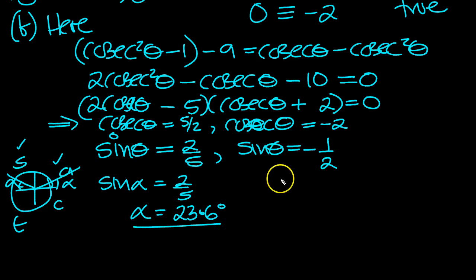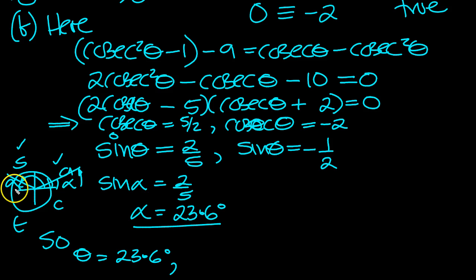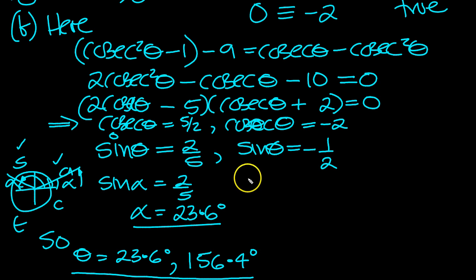There's alpha. And so we can read off the solutions. The first solution is round to here. Theta is equal to 23.6 degrees. And the other solution is right round to here, which is round 180 back 23.6 degrees, which is 156.4 degrees. So there's the two solutions from that one. Now let's turn our attention to the other problem.